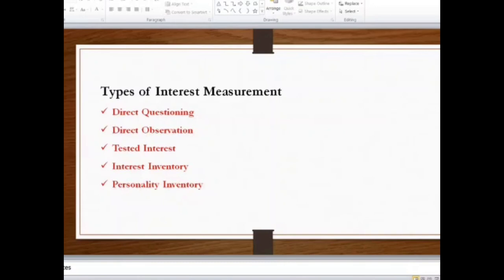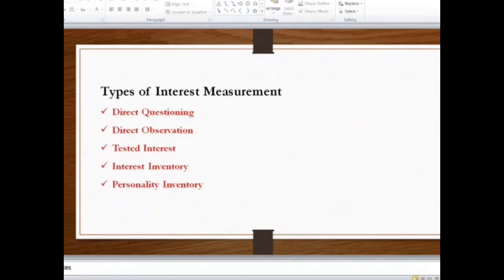And the third one is tested interest. This means the individual is exposed to various experiences related to different types of interests, and it is observed in which area the individual shows more interest. That is tested interest. And the next type is interest inventory. This is the most preferred way of measuring interest. It consists of various statements and the individual is asked to arrange them in the order of their preference. Mostly interest inventories are of verbal type only.